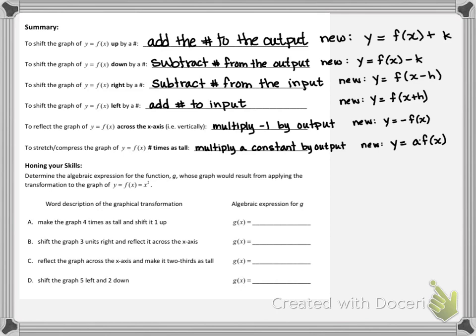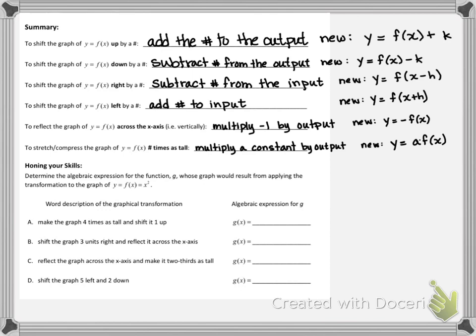So the shifts affect where that vertex is, but the flips and compressions and stretches just affect what your y values are essentially. So I always look at the shifts first because your vertex is normally (0, 0), right? So it's not affected by multiplying by anything. It's only affected by adding and subtracting. So I always look at shifts first, and then I do my stretches and compressions and any flipping I have to do.